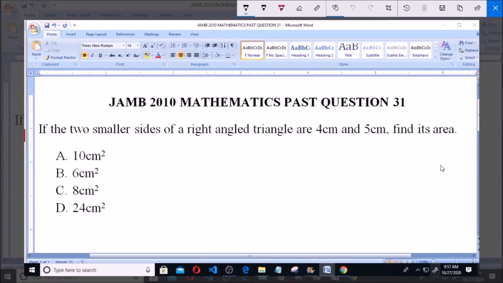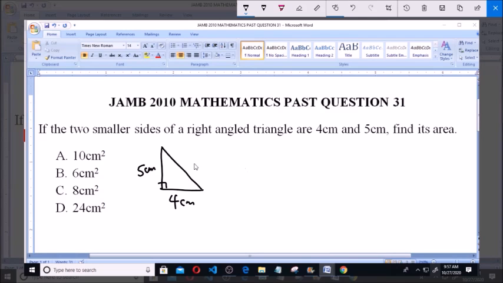I will be answering JAMB 2010 Mathematics Past Question 31. If the two smaller sides of a right angled triangle are 4 cm and 5 cm, find its area. A, 10 cm squared, B, 6 cm squared, C, 8 cm squared, and D, 24 cm squared. So we're given the two smaller sides of a right angled triangle. Looking at this right angled triangle, the two smaller sides are here and here, and they are 4 cm and 5 cm.